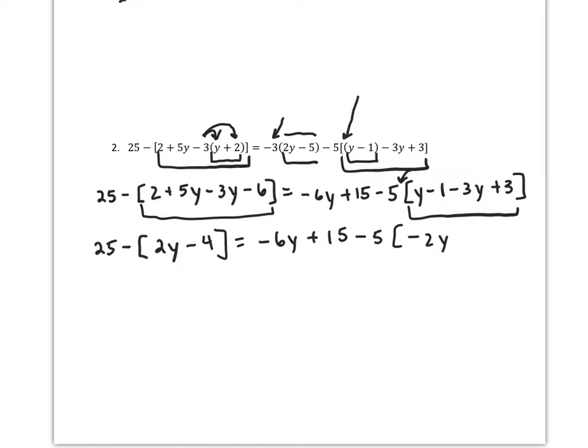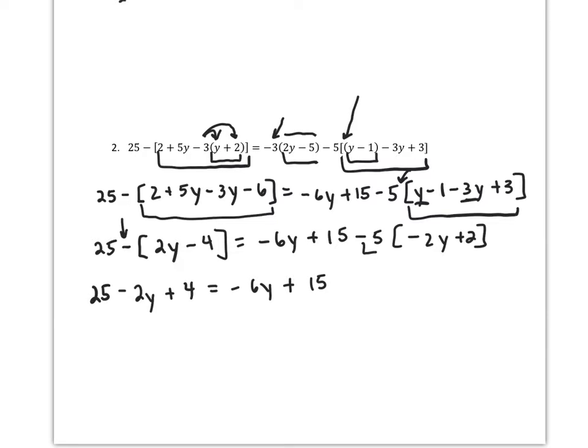That's negative 2y plus 2. Did you see what I did? Y minus 3y is negative 2y. Negative 1 plus 3 is 2. Now, this is going to look much simpler. Let's distribute the negative 1. That's negative 2y plus 4 equals negative 6y plus 15.